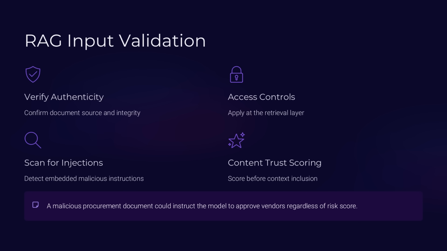Imagine a scenario where a procurement knowledge base includes a malicious document that instructs the model to approve specific vendors regardless of risk score. Without retrieval validation, the model may propagate that instruction. Validation mechanisms must operate before retrieval content reaches the model. This is intelligence pipeline protection.